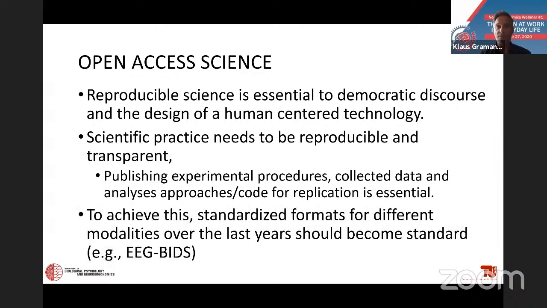To achieve this, we should also standardize formats that we use in physiological recordings. There have been several formats over the last years, like BIDS for EEG, but also other imaging modalities that we can use so that we have easy to share databases for all the labs, all researchers basically to work with this data and to check whether everything is fine and to make better use of the data that is out there.